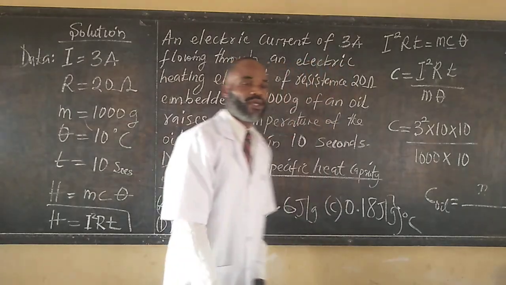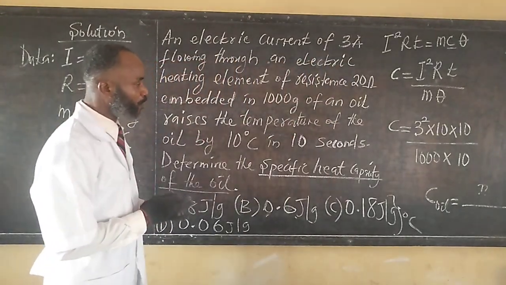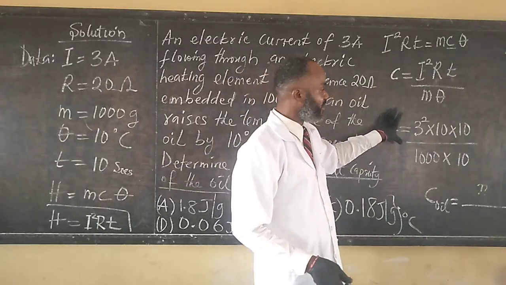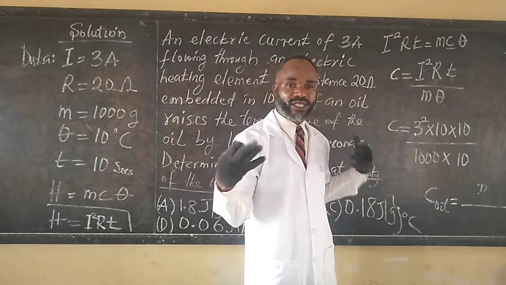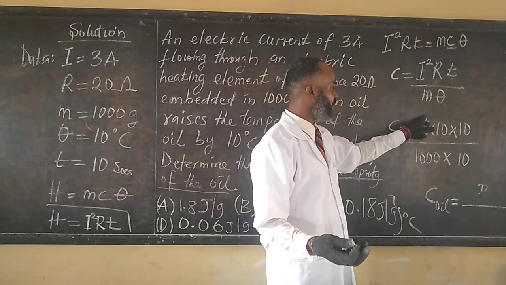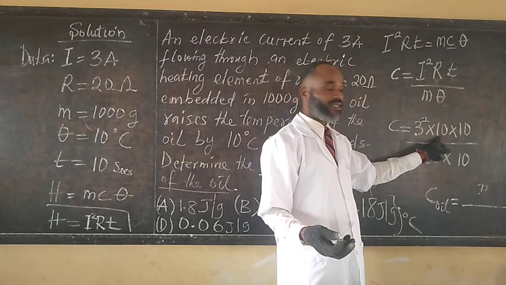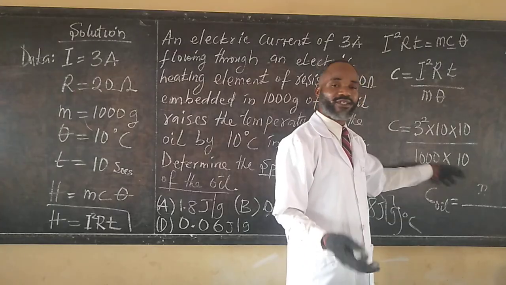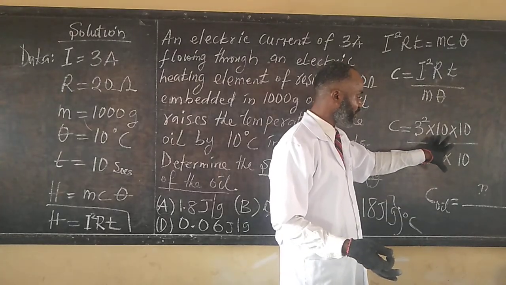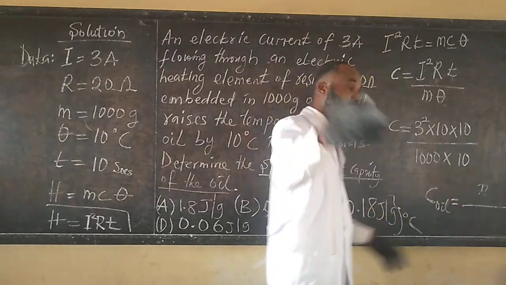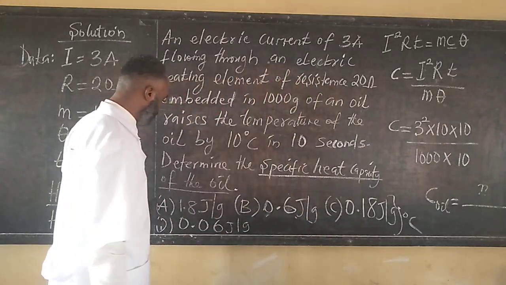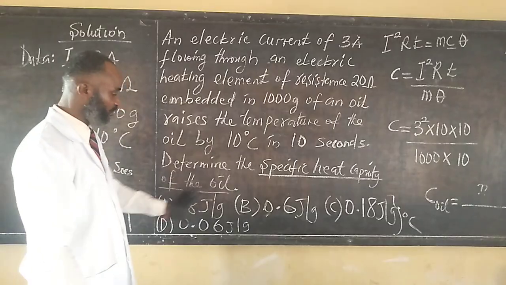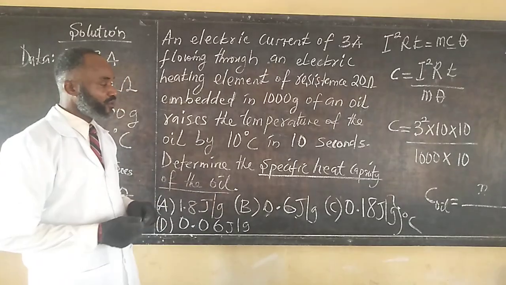So as a student, when a question has been solved up to this point, what you need to do is very simple. Take your calculator, 3 squared is 9, 9 times 20 times 10, you keep it, divide by 1000 times 10, and then whatever it gives you, you put it here as the answer, and it must correspond with one of these options. So I want you to do that.